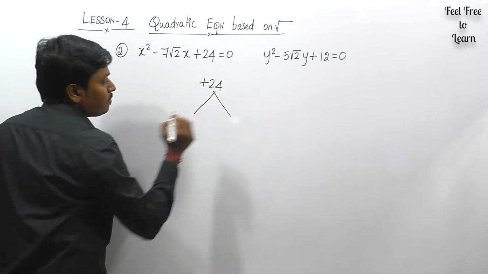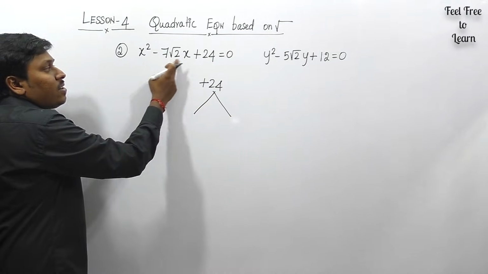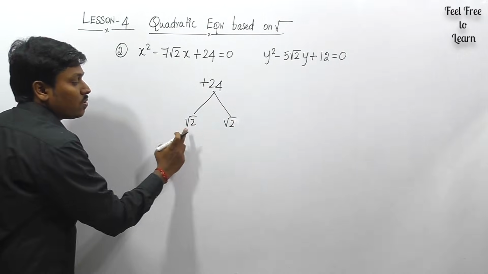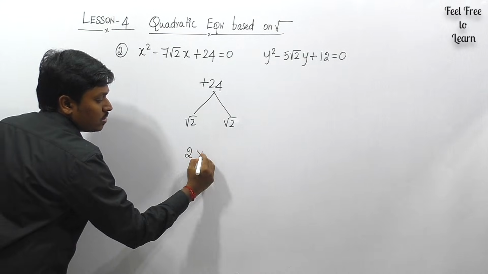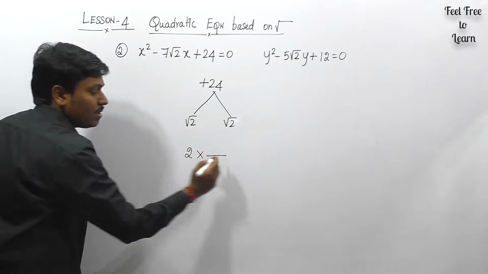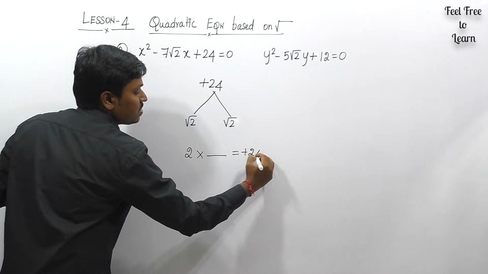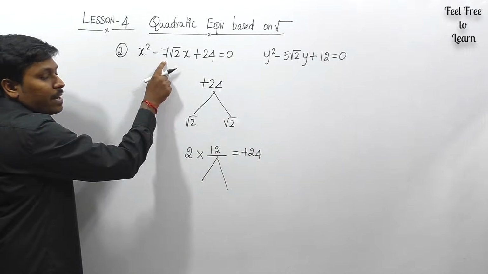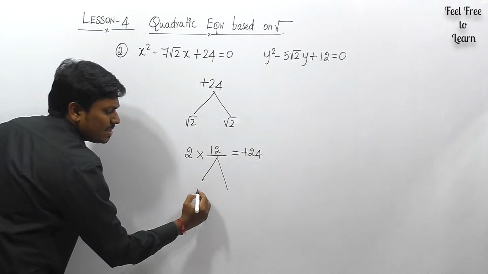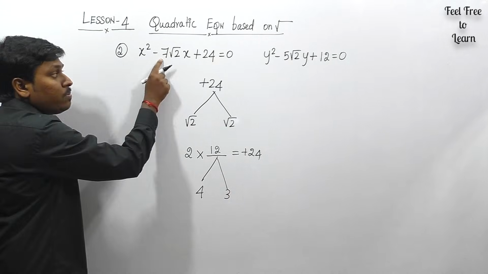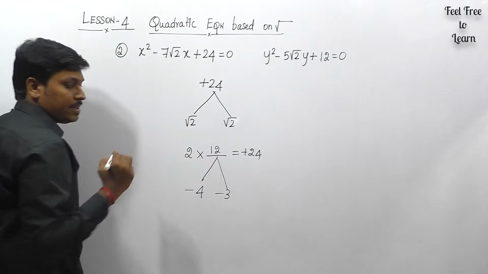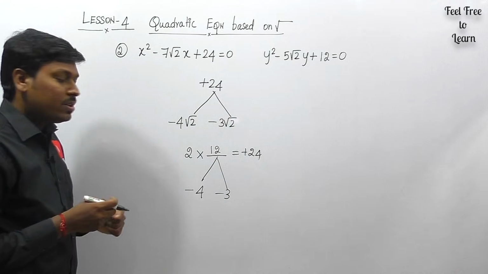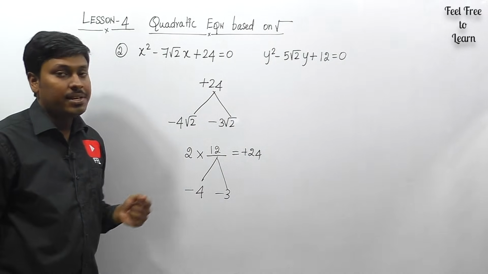So friends, the technique number 1 is, before that is coefficient of x, we have 7 root 2. First of all, write root 2 here, right? So root 2 into root 2 will be 2. So the number that we are going to multiply with 2, the resultant should be plus 24. So we can easily say 12 into 2 will be 24. Now split this 12 in order to get minus 7, right? So I think 4 3s are 12. So 4 into 3, but our target is to bring minus 7. So minus 4 minus 3. So we can write this as minus 4 root 2 and minus 3 root 2. That's it. So finally we found the factor, that is minus 4 root 2 minus 3 root 2.